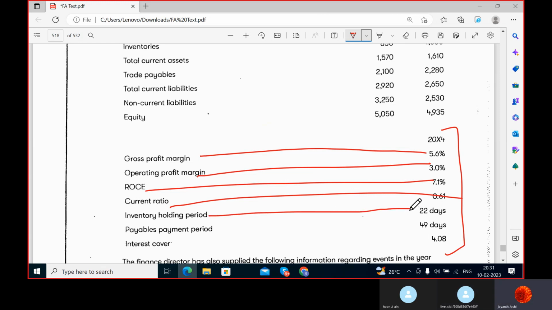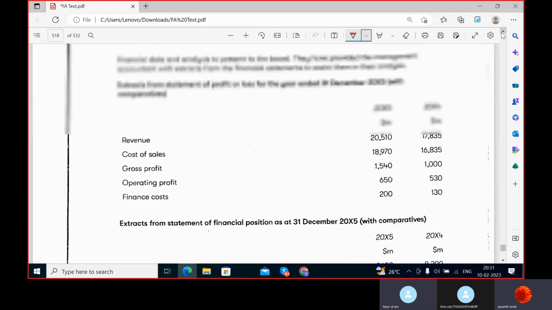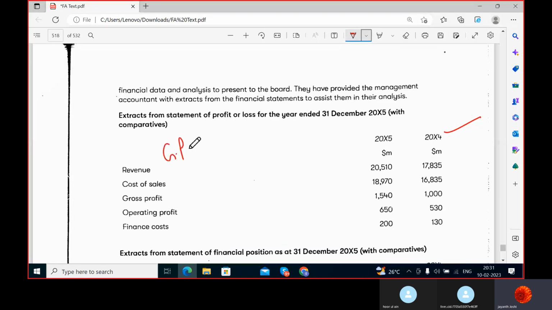We will start with gross profit margin. You should tell me the formulas and I will find it out. Are you ready? So the first one is gross profit margin. What is the gross profit margin formula? Gross profit by revenue into 100%.